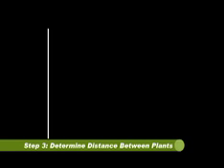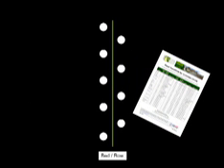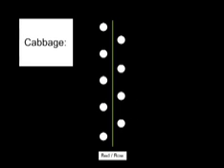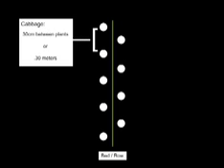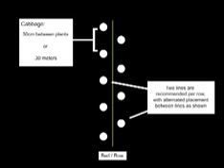Step 3 is to determine the distance between plants. Fintrac has provided bulletins which list the recommended distance between specific crops for every country we work in. For this example, we'll use cabbage. The recommended distance between cabbage plants in Jamaica is 30 centimeters, with 2 lines of plants per bed. This means that in each raised bed there are 2 rows of cabbage.